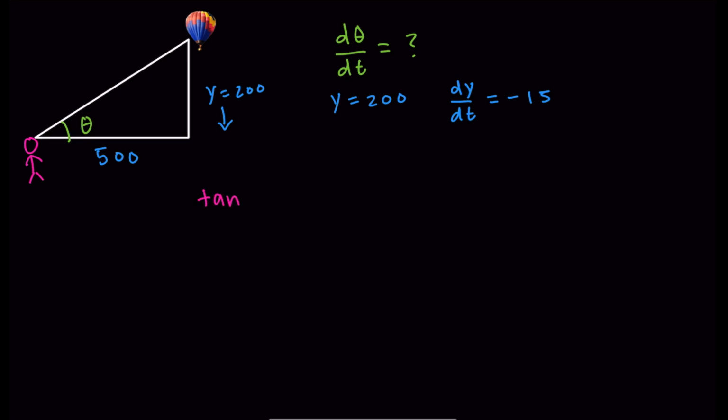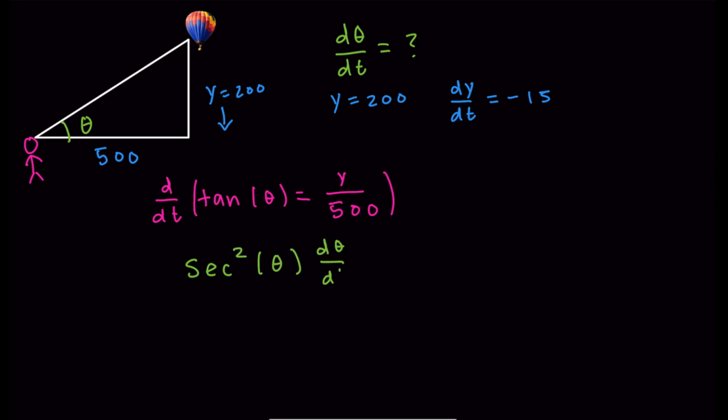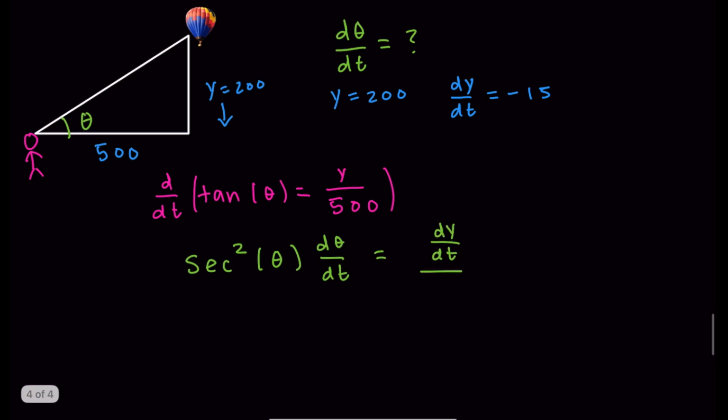Since we're working with angles, our best bet here is to use tan theta, which is opposite over adjacent. The opposite side is y, and the adjacent side is 500. Next up, we differentiate both sides. The derivative of tangent is secant squared theta, d theta/dt. And for the right hand side, we have dy/dt all over 500. Our goal here is to find d theta/dt, so we're going to move everything to the right hand side in order to get d theta/dt all by itself.